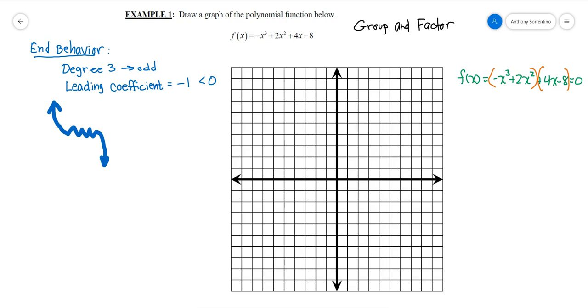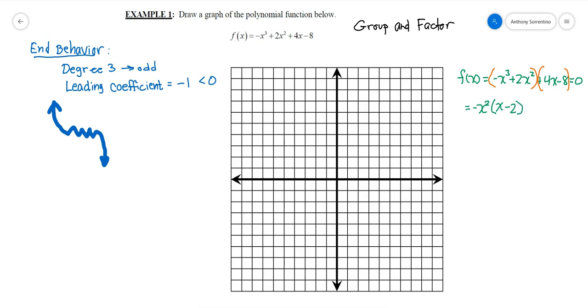I'm going to look to see what I can factor out of each one of these groups. Out of the first group, I can factor out an x squared, and more importantly, I'm going to factor out a negative x squared. I always like to have my leading coefficient or my highest power of x in any quantity be positive. So I'm going to factor out a negative x squared, which means inside the parenthesis I'm going to end up with a positive x, and I'm going to end up with a minus 2.